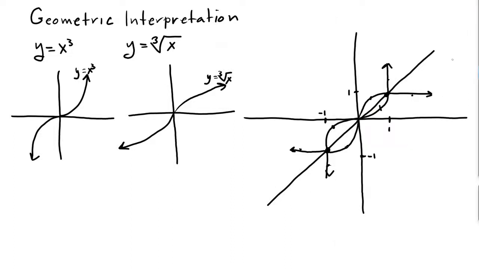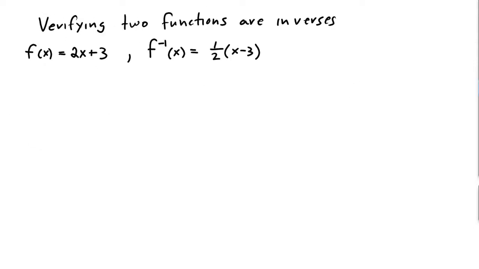Essentially, y equals the cube root of x is reflected over the line y equals x from x cubed. So the graphical interpretation of inverses is you have a function f of x, you reflect it over the line y equals x, and you have the graph of the inverse function. Alright, so let's go back to some algebra.